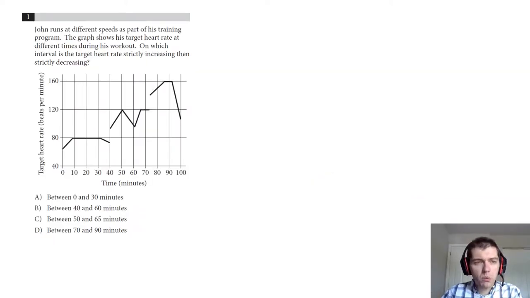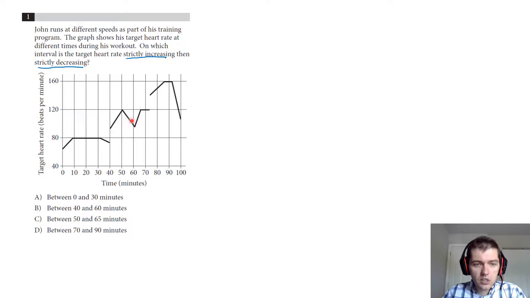Calculator section problem one. What they give you is a graph with an accompanying paragraph. Always start with what is it they're really asking me for? On which interval is the target heart rate strictly increasing, then strictly decreasing? So what they're asking for is when is there a period where there's no plateau between an increase and a decrease? Right here we see an increase. On this first section we see an increase, then a decrease. That's not what they're looking for.